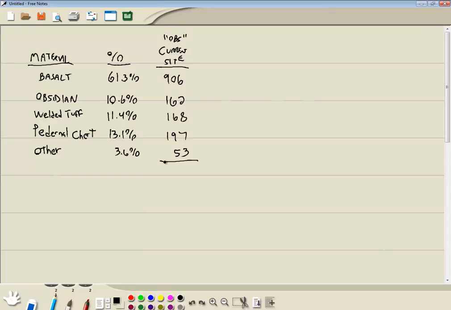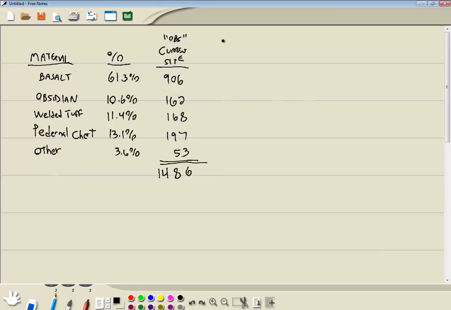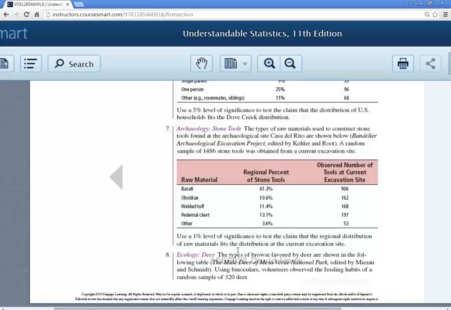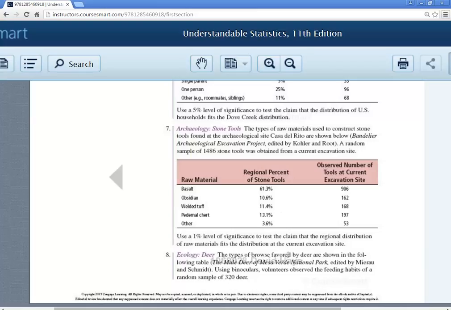Now if we add these together, 8, 16, 19, 26, carry the 2, 8, 14, 19, 28, 2, 9, 10, 11, 12, 13, 14. That should match how many they told us. They told us 1,486 tools. Okay. And alpha is 1% level of significance. So alpha is 0.01. Test the claim that the regional distribution of raw materials fits a distribution at the current excavation site.